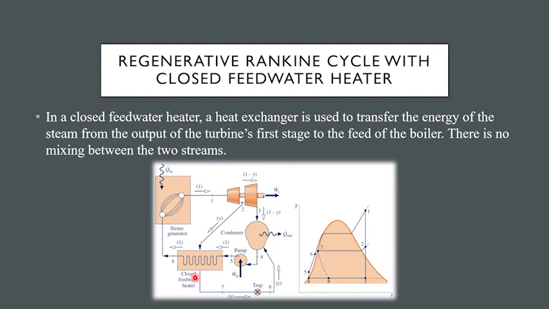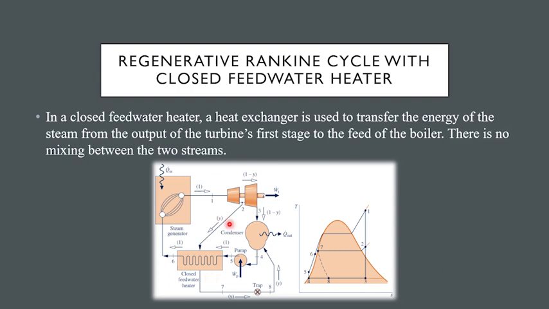Another variant of that is what we call the closed feed water heater. In that system, a heat exchanger is used to transfer energy of the steam from the output of the turbine's first stage, that is stream number 2, to the feed of the boiler, that is stream number 6. There is no mixing between the two streams. So if we have a closed feed water heater, this is often a shell and tube heat exchanger wherein the two streams are not allowed to mix with each other. So they are just transferring their energy but not their mass.